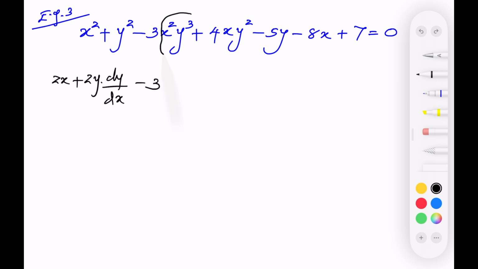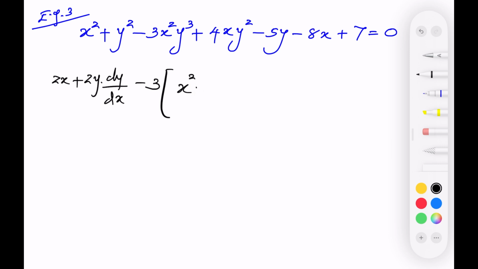But now I have x squared times y cubed. It's a product. Therefore, I need to use the product rule. When I use the product rule, there will be a plus sign in the middle, and because this is a negative 3, since I have to distribute that negative symbol, I will open brackets, and then within brackets I will differentiate x squared times y cubed. When I do so, it will be x squared times the derivative of y cubed with respect to x.